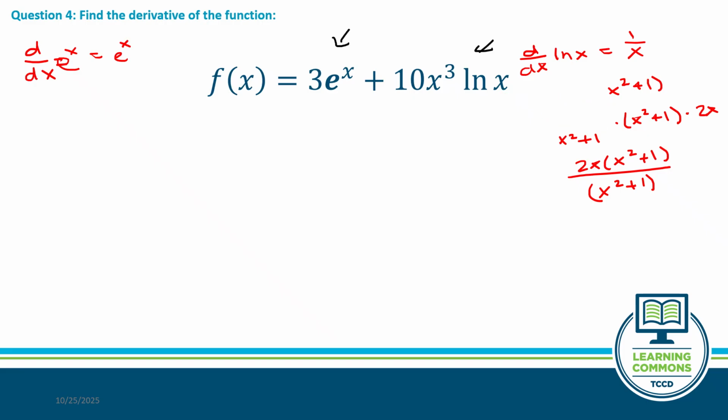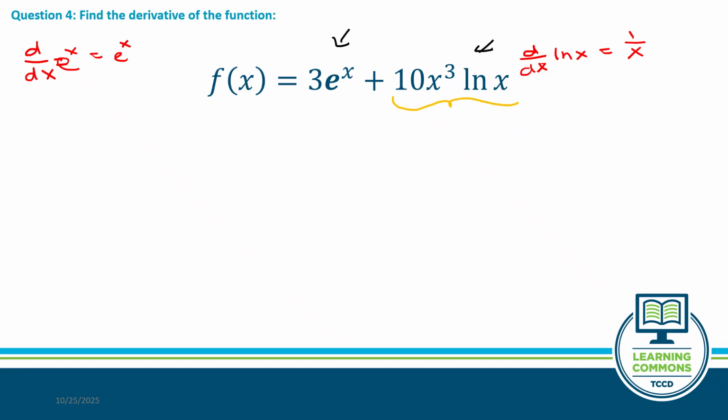I'm going to get rid of this really quick. I also would like to point out that there is not only just normal derivatives in here, we also have a product rule in here as well. And if you guys didn't catch it, it's this right here. That's a product rule.